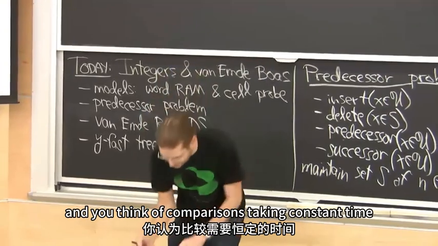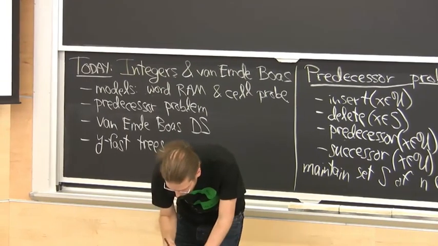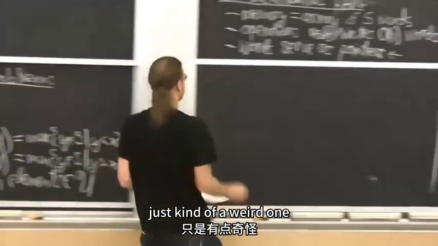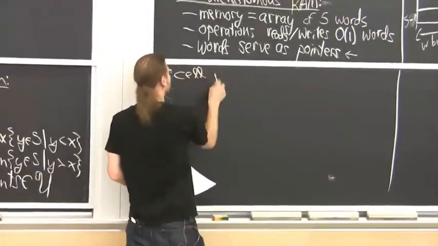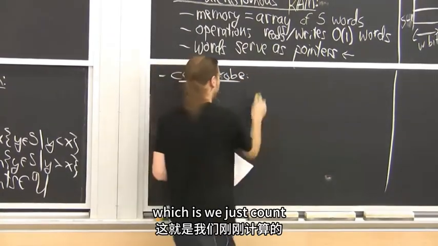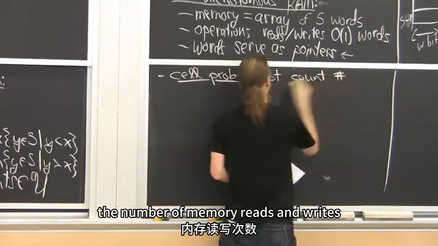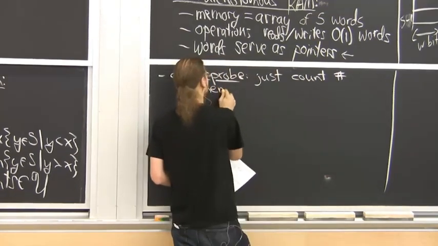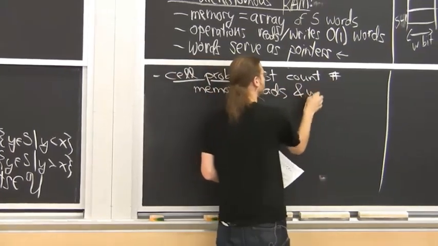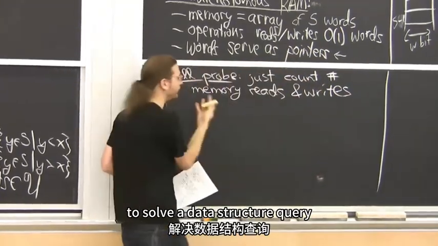And you think of comparisons taking constant time, so why not all of these things? Cool. One more model. Just kind of a weird one. It's called the cell probe model, which is we just count the number of memory reads and writes that we need to do to solve a data structure query.